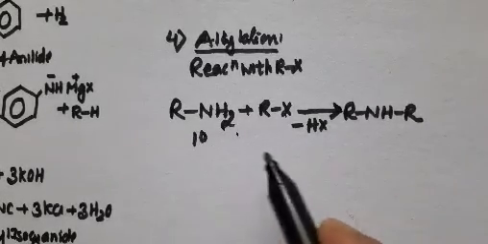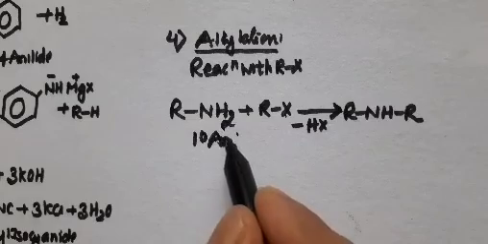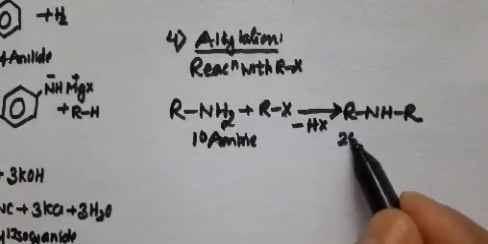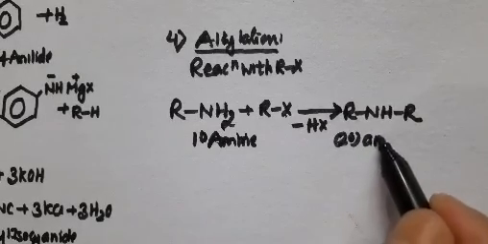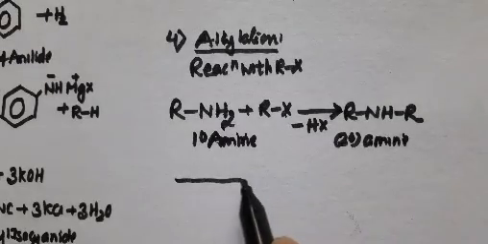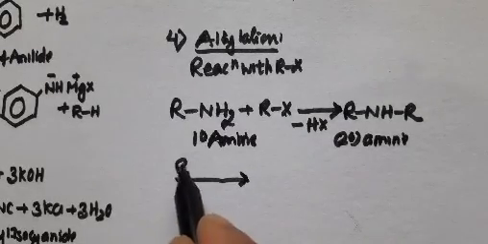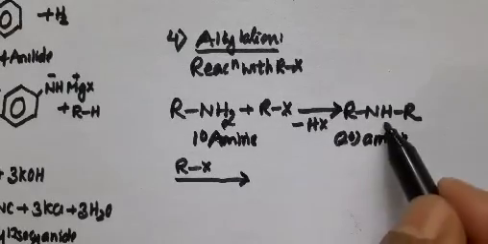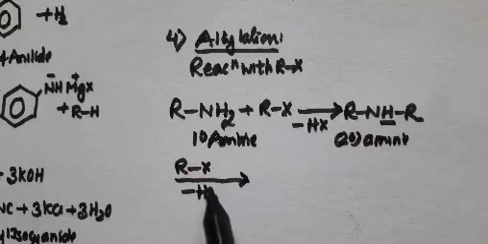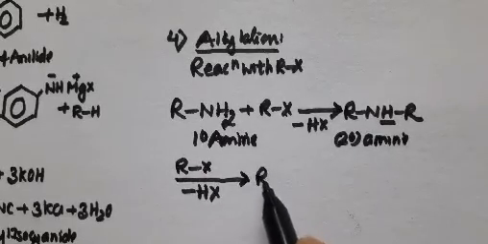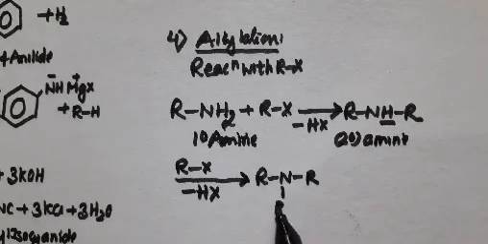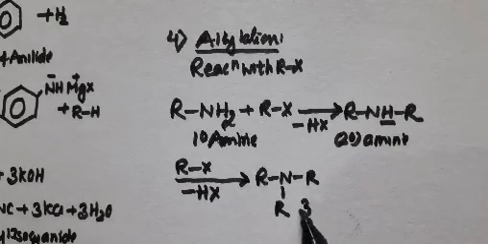So this 1 degree amine is converted into a 2 degree amine. On further reaction with alkyl halide, again this hydrogen and this halogen remove out as HX, and the product will be a 3 degree amine.